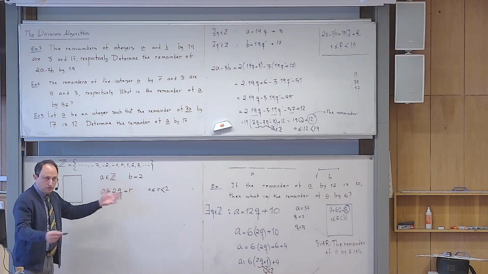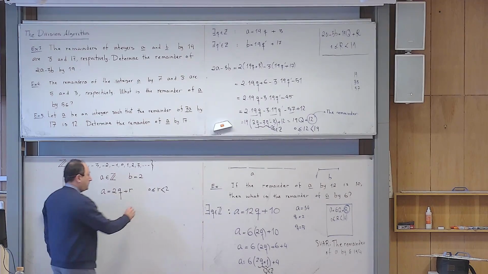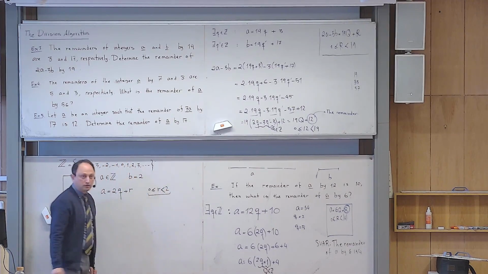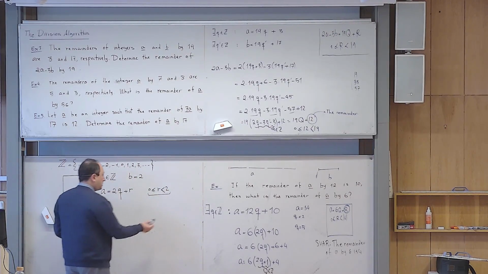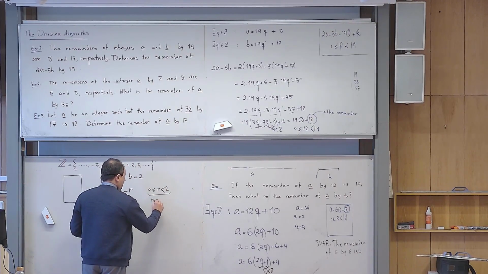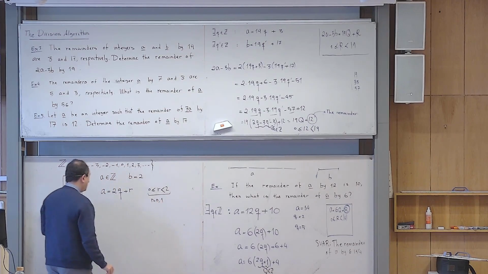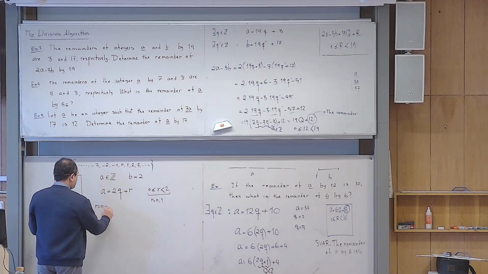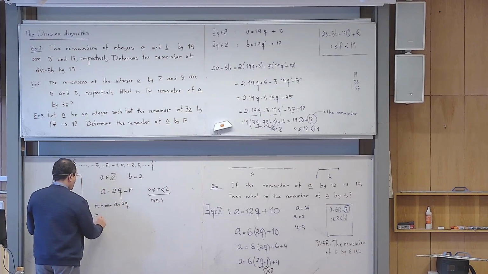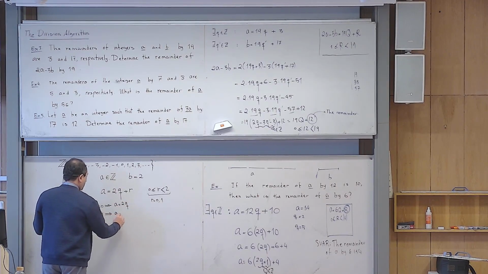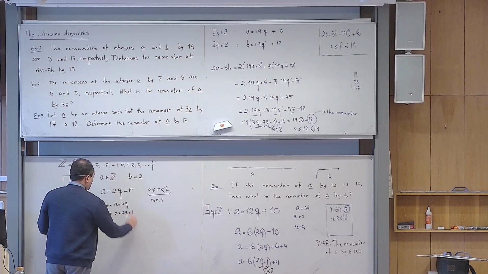That's nothing, I'm just replacing it. But how many options do I have for R? 2 options, because R is an integer. So what are my options? Either 0 or 1. If R is 0, what do I get? I get A is 2Q. If R is 1, what do I get? I get A is 2Q plus 1.